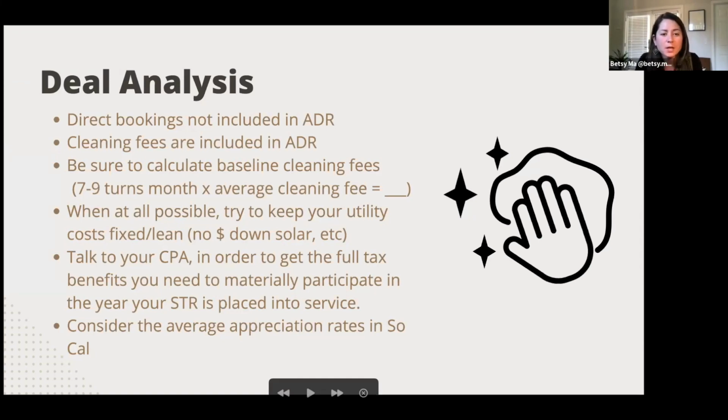Talk to your CPA. You want to get the full tax benefits of owning a short-term rental. That's one of the beautiful things. If you have a W-2 income, you can still take advantage of the short-term rental loophole, which is you can accelerate the depreciation of your property and some of the initial investment that you put into it, and you can use that to offset your W-2 income.